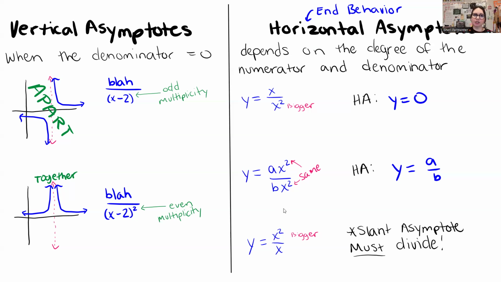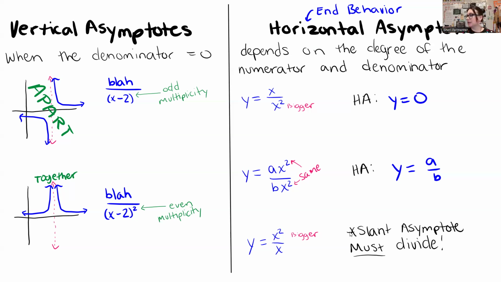Okay, the next situation that can happen, and these are in no particular order, is that you have the same degree on the top and the bottom. In that case, it's the ratio of the leading coefficients. When you're written in standard form, that's where you would find them. So y is equal to the ratio of a to b.